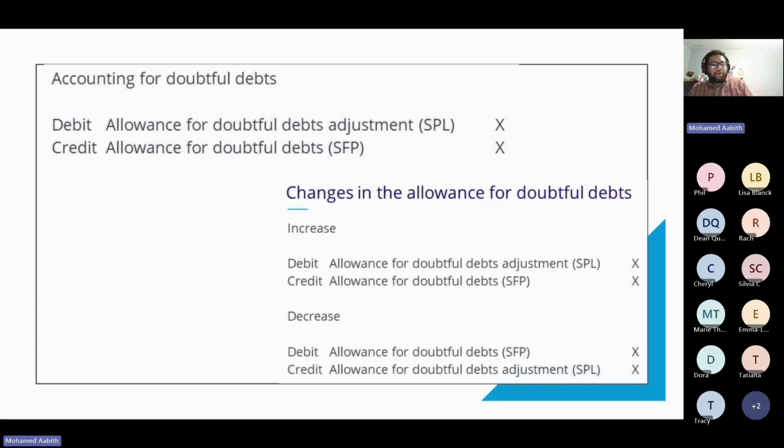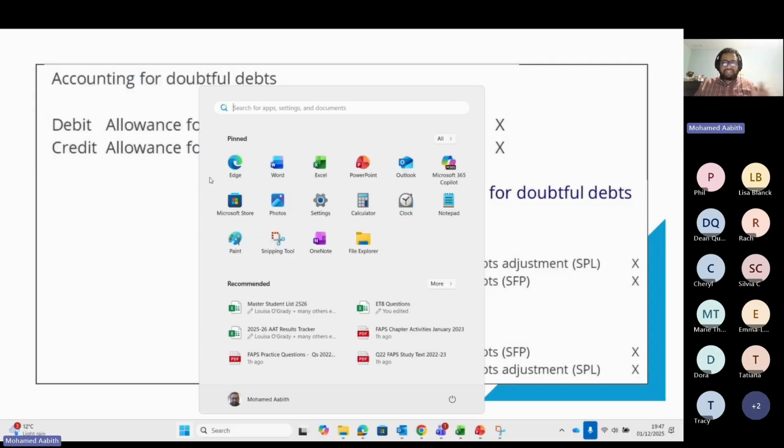And then, in case we're going to change it, we either increase or decrease, we'll make the adjustment on the debit or credit side. We'll see an example as we go along. Okay, so let's look at a couple of questions and then we'll look at an exam style question after that.